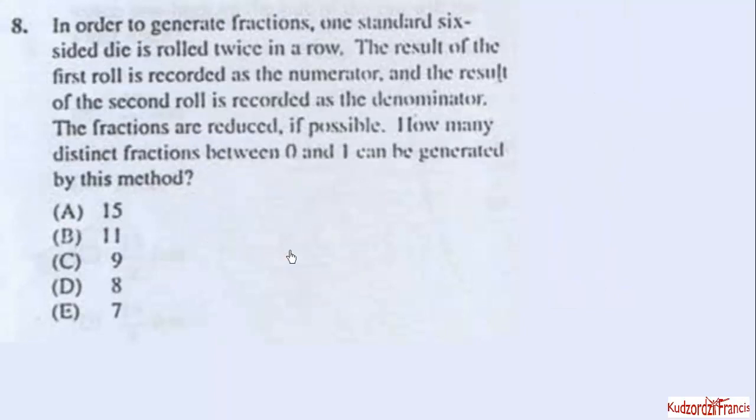Then item 8. In order to generate fractions, one standard 6-sided die is rolled twice in a row. The result of the first roll is recorded as the numerator, and the result of the second roll is recorded as the denominator. The fractions are reduced if possible. How many distinct fractions? So this is the keyword, distinct. Between 0 and 1 can be generated by this method.